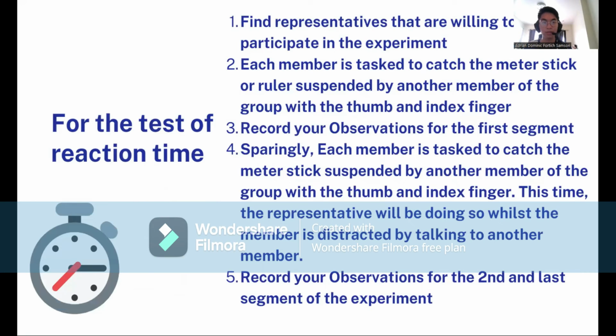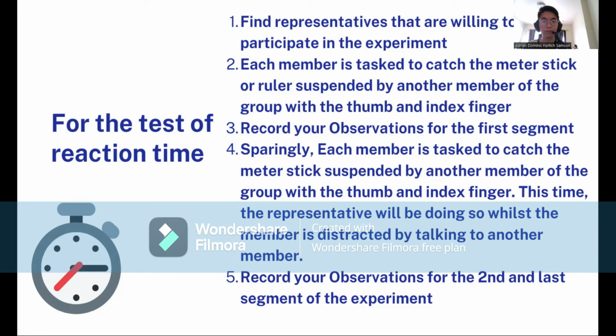And for the final experiment, which is the test for reaction time, we first need to find representatives that are willing to partake or participate in the experiment. So basically, each member is tasked to catch the meter stick or ruler suspended by another member of the group with the thumb and index finger. After that, we record our observations for the first segment.